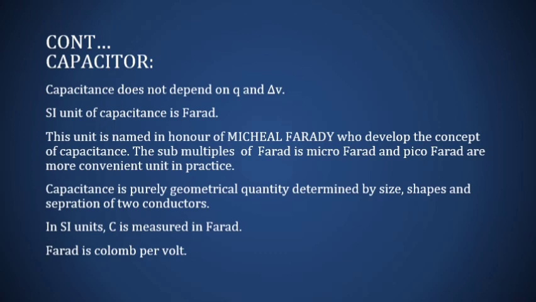In SI units, C is measured in farad. Farad is coulomb per volt, because C is equal to Q over V, and so farad becomes equal to coulomb per volt.